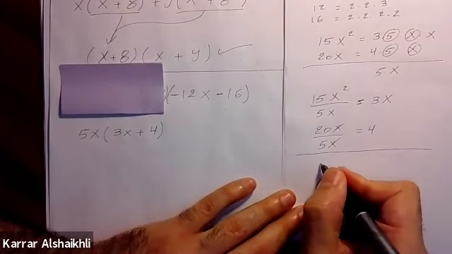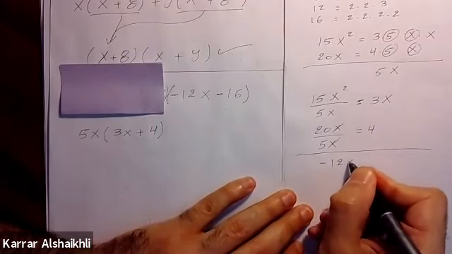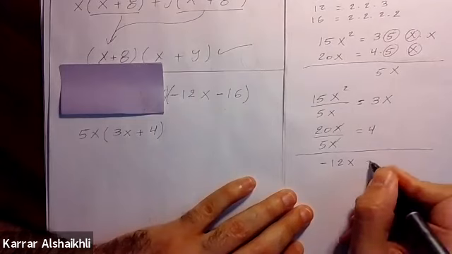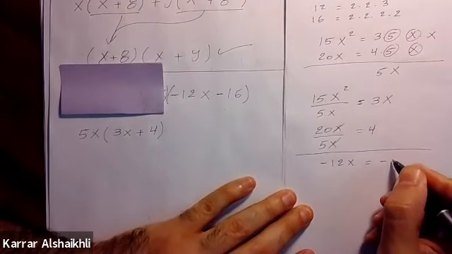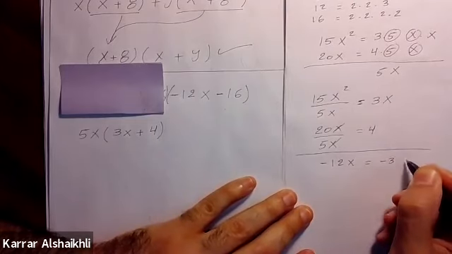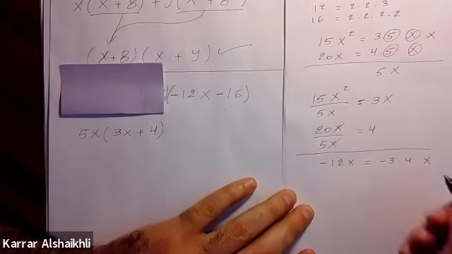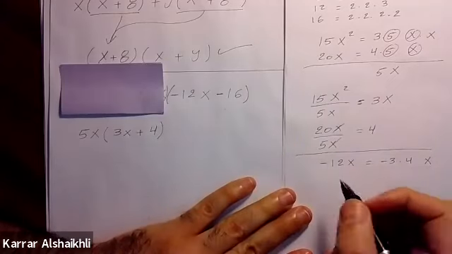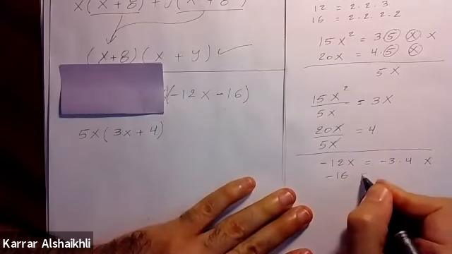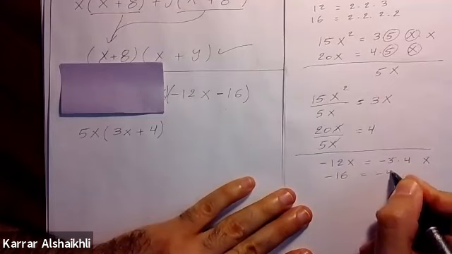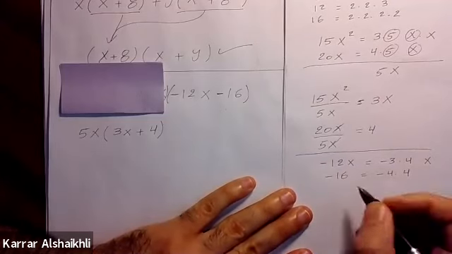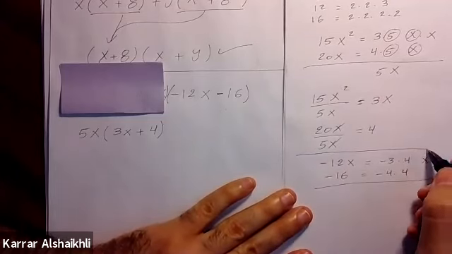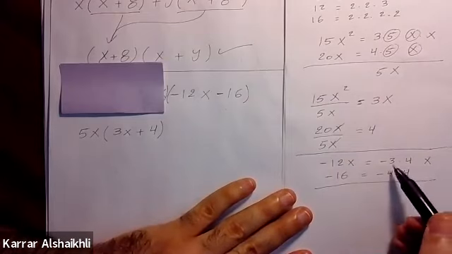So negative 12x is going to be negative 3 times 4, and here is the x. Negative 16 is going to be negative 4 times 4. There is no x. Who's gonna tell me what's the common between these two terms?